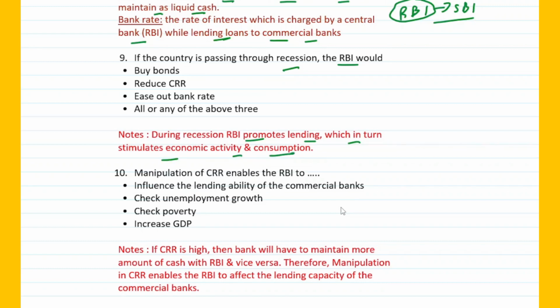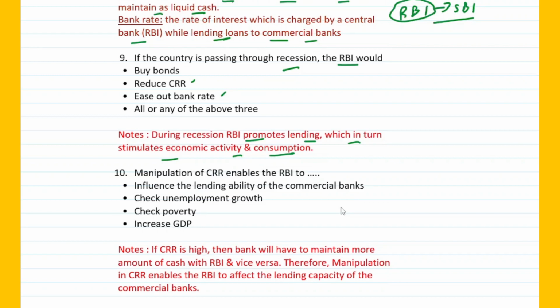They can buy bonds, reduce CRR, ease out bank rate. CRR and bank rate we have already discussed. So when you know it's a recession, that means you need to give more money to the public. How would you do that? By reducing CRR. If the reserve is reduced, automatically you will have more money to give to public, right?